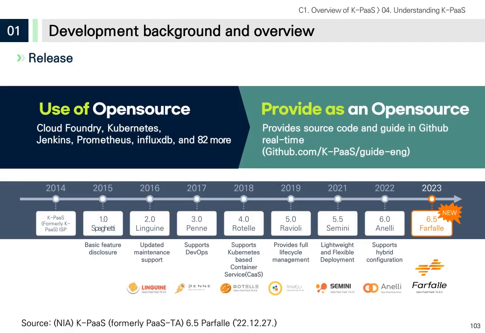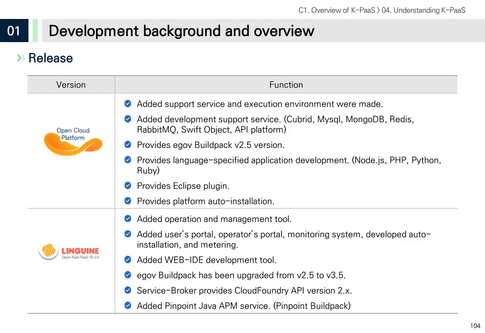K-PaaS has released a new version almost every year since its first public release in 2014, with the most recent, version 6.5 of Farfalle, released in 2023. The table in the textbook shows the detailed features of K-PaaS by version. The table below shows the features of the first version and the Linguini version.